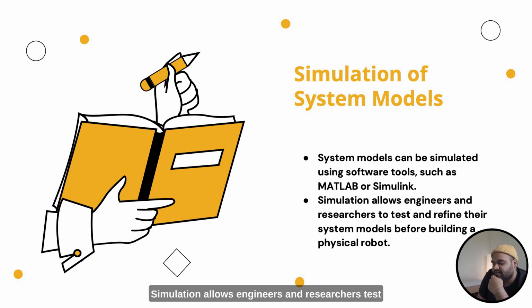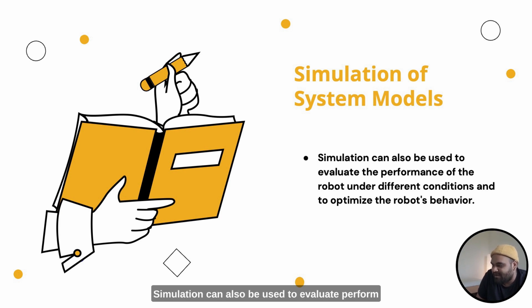Simulation allows engineers and researchers to test and refine their system models before building a physical robot. Building a physical robot requires a lot of capital and is quite expensive. So, simulation is the key. That's how we engineers solve these issues. Simulation can also be used to evaluate the performance of the robot under different conditions and optimize the robot behavior.